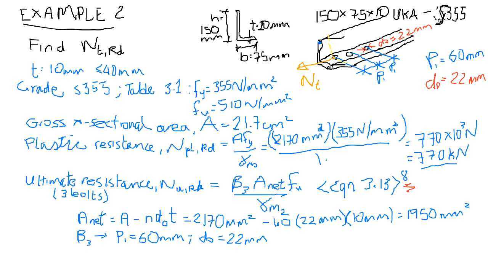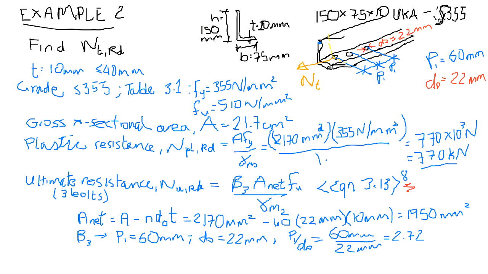And then the value of P1 divided by d naught, so we put them over each other because we're looking to check this factor. If it's less than 2.5, then beta 3 is equal to 0.5. So we have 60 millimeters divided by 22 millimeters. It's always good to bring your units with you, because you can see I have millimeters over millimeters, so they're going to cancel out. So 60 divided by 22 is 2.72.